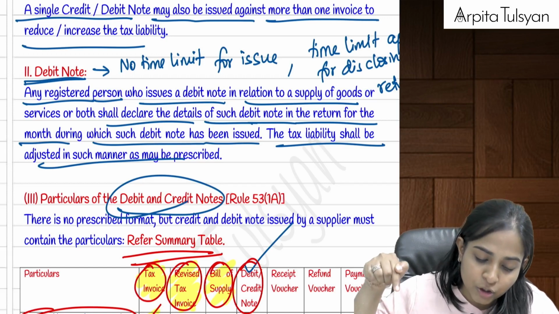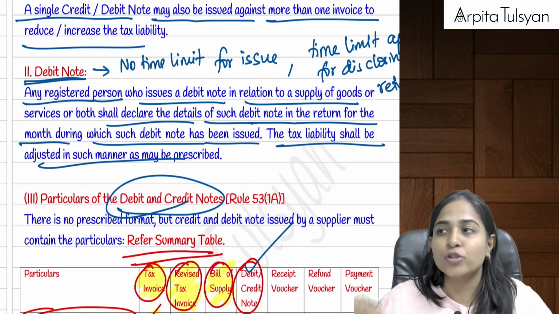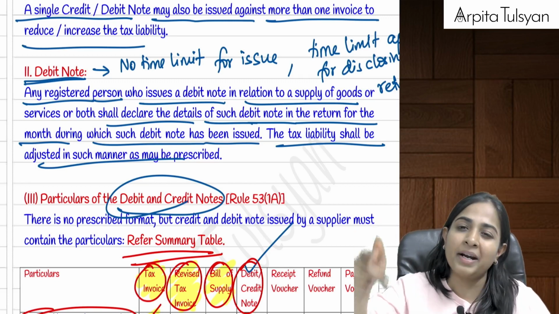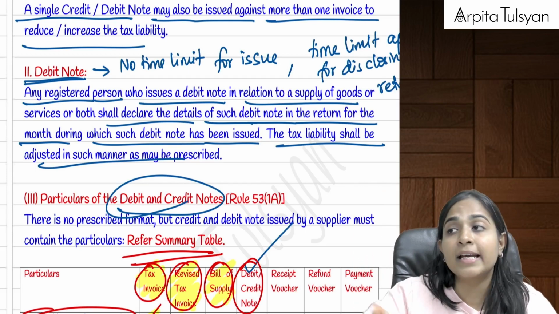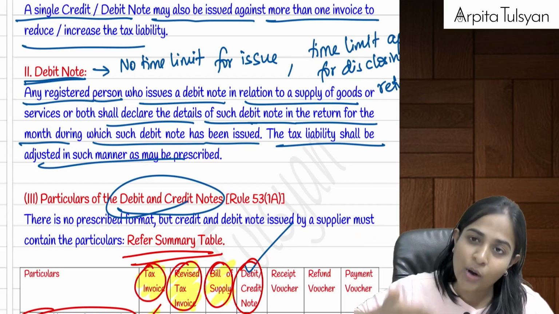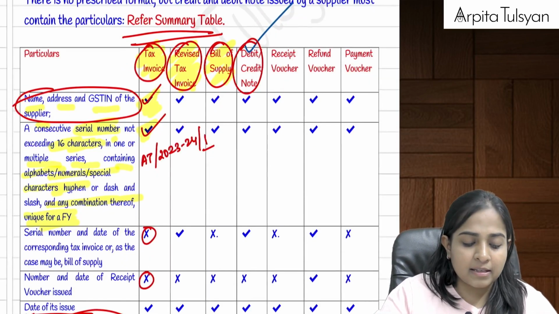That is, debit note should be disclosed in the return in the same month when the debit note was issued. So whenever we are issuing the debit note to the recipient, in that same month's return, we have to disclose that debit note, because in case of debit note, your liability is increasing, so you have to disclose it in the GST returns.